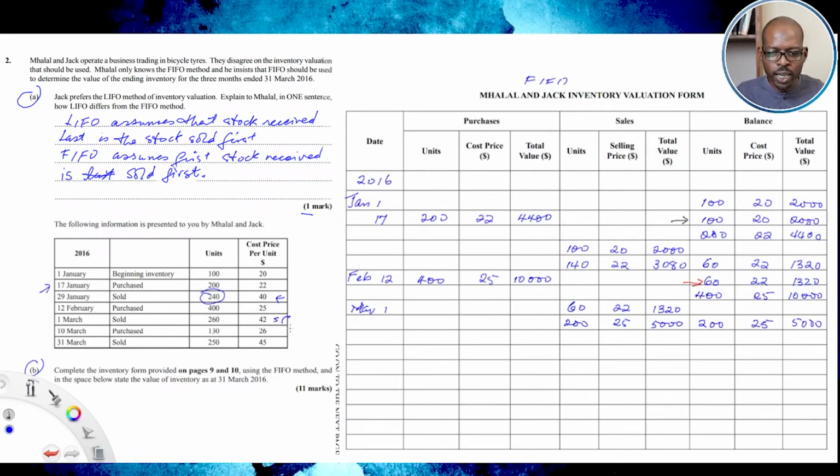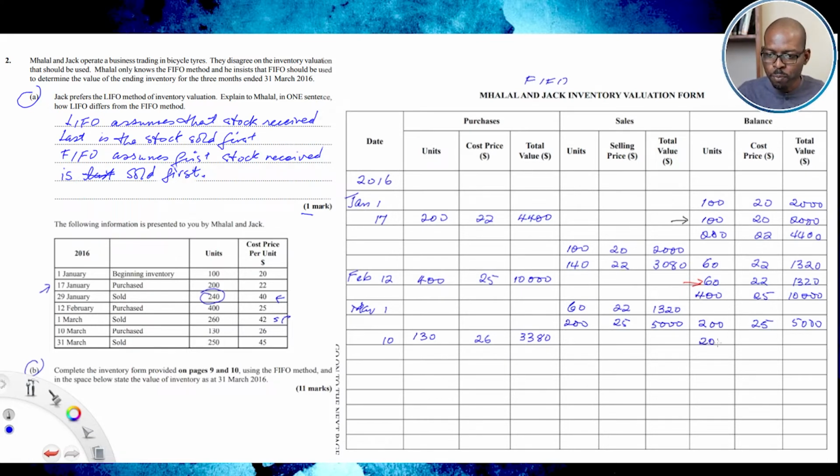Okay. So that's March. On March the 10th, what do we have? A purchase. This is straightforward, 130 at 26. And that gives us, that should be $3,380. Excellent. So what are our new balances?